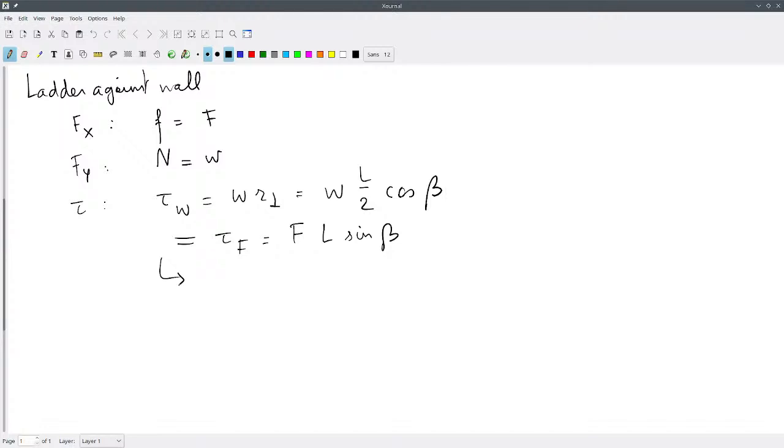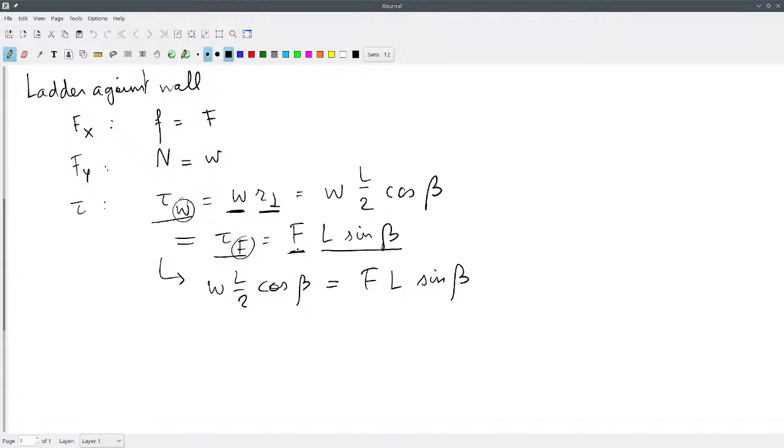So let's look at that again. We have that the torque of the weight and the torque due to the normal force have to be equal and opposite to each other in a vector quantity. So that means that their magnitudes are going to have to be equal to each other. And I can write down the torques as the product of the force and the perpendicular distance to the line of action, both for the weight and for the normal force. And ultimately I end up with an equation that is that W L over 2 cosine beta has to be equal to F times L times sine beta.